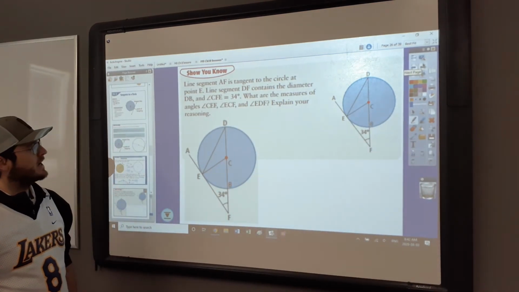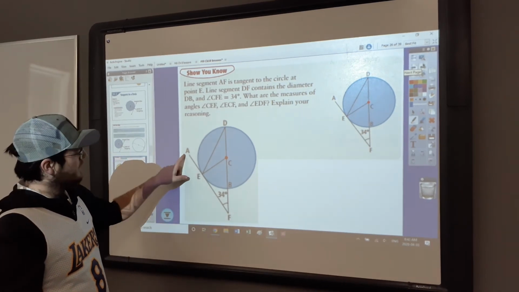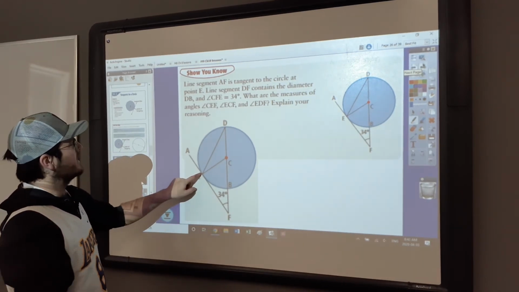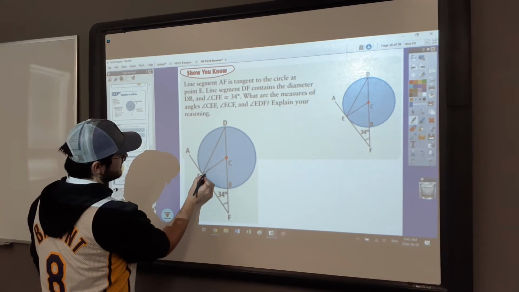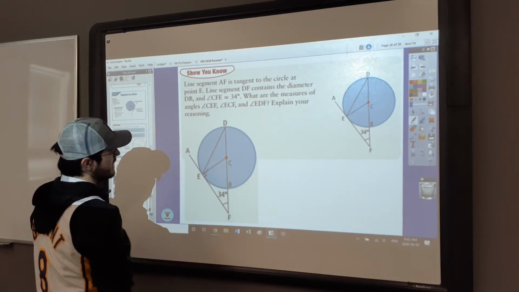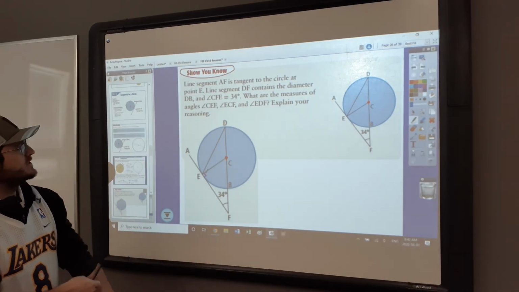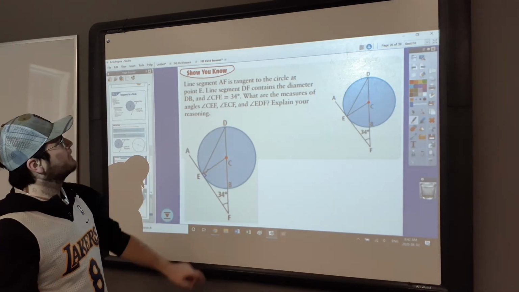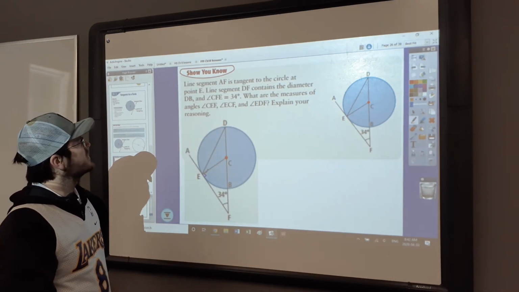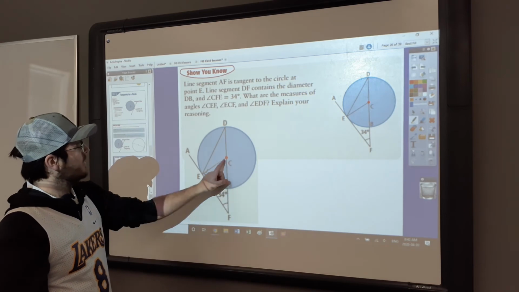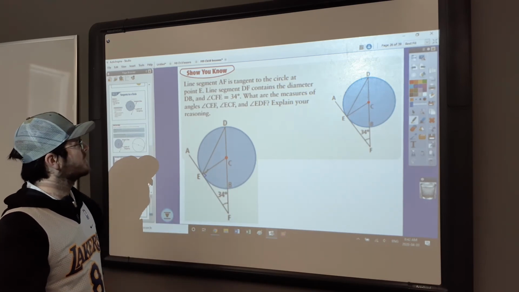So line segment AF, we've got another situation here. This is tangent to the circle at point E, which means then that has to be a 90-degree angle again. Okay, DF contains the diameter, and CFE is 34, so that's given to me. So what are the measures of CEF?